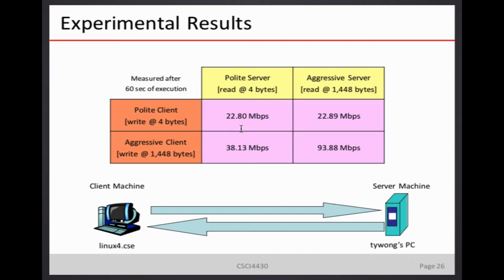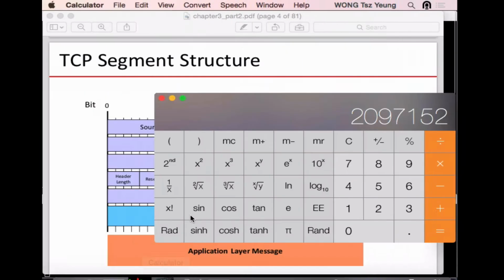Now, how about the aggressive server, the hungry server? What is the meaning of a hungry server, and what is the meaning of 1448? This data we will verify later by Patrick, but if you're impatient, I can calculate it for you.